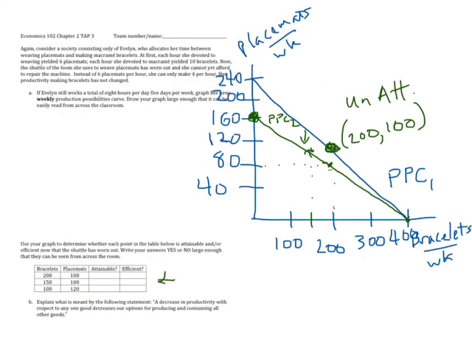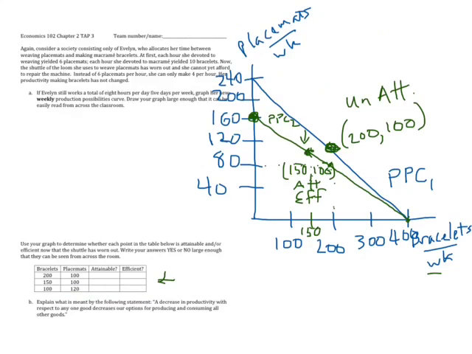She's got 15 hours in bracelets. 15 times 10 is 150. And that leaves her 25 hours to make placemats. And lo and behold, 25 times 4 is 100. So this is 150, comma 100. And now it is attainable, and it's now relevant to call it efficient as well. It's right on the line.